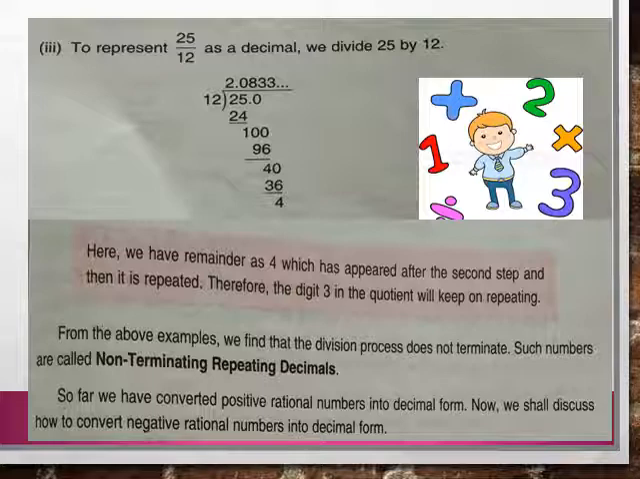So far we have converted positive rational numbers into decimal form. Now we shall discuss how to convert negative rational numbers into decimal form. And dear student, there is no difference, only the sign changes. Here, if the rational number has a minus sign, its decimal representation will also be represented with a minus.